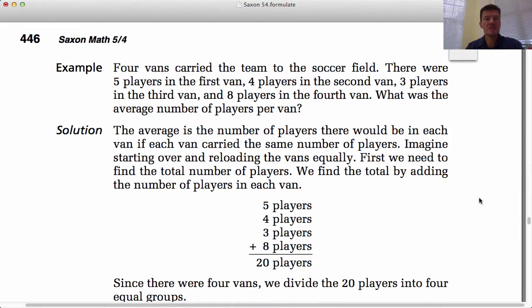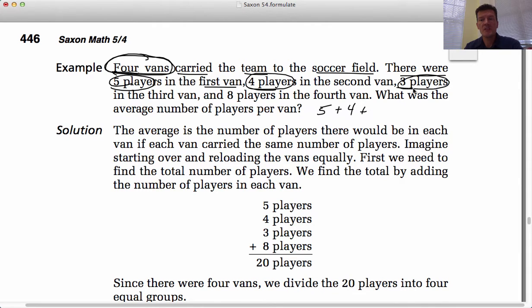Here's an example. It says 4 vans. Looks like that might be the number of groups, possibly. Carried the team to the soccer field. There were 5 players in van number 1. We'll put down 5. 4 players in the second van. And 3 players in the third van. And 8 players in the fourth. It says what was the average number of players per van.